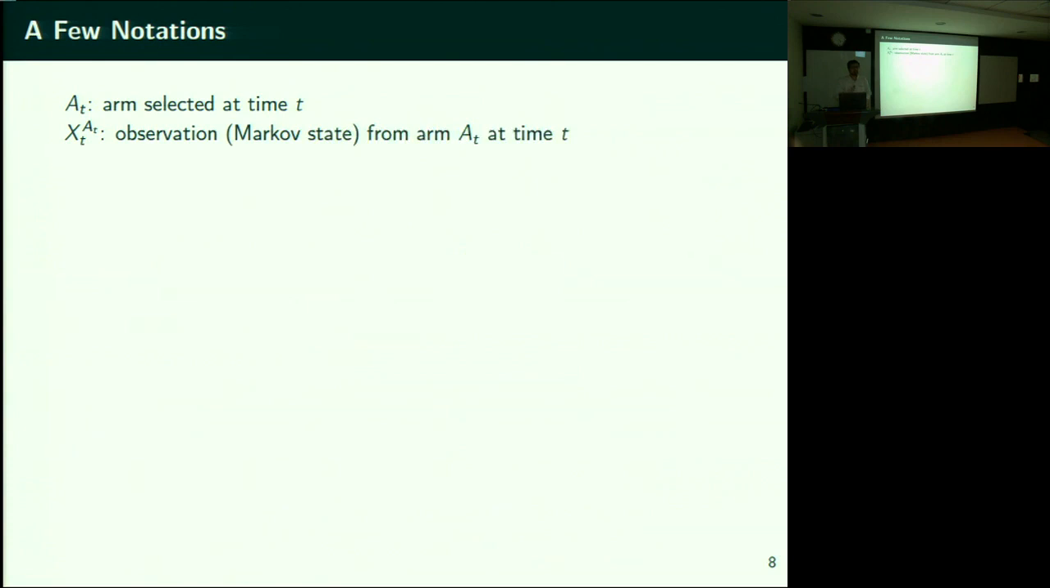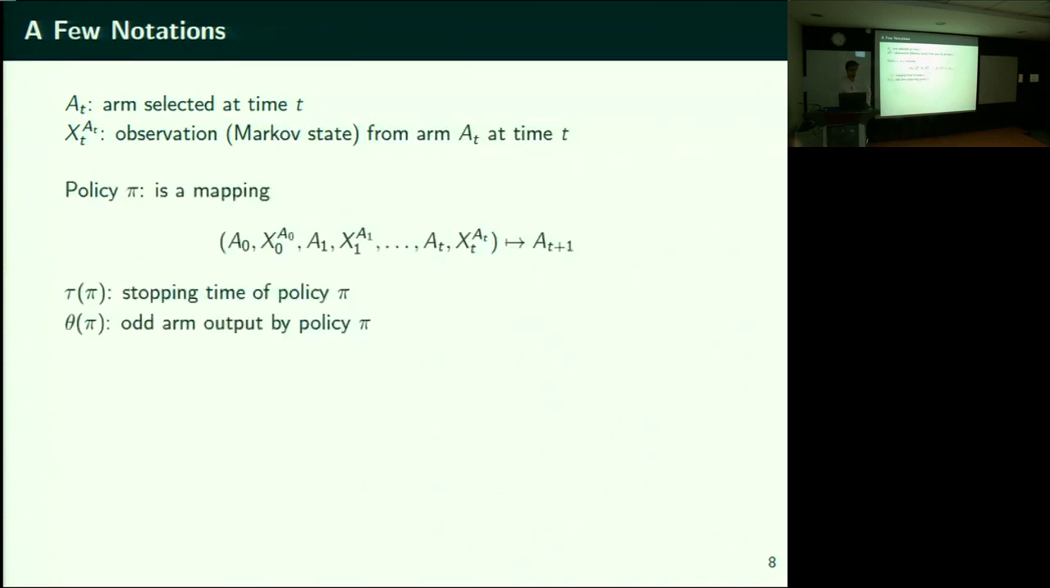So just a couple of quick notations. Denote that you select arm A_t at time t. This is the movie that you're going to observe at time t, A_t. Okay? What is the observation that you got by observing the movie A_t? It is X_t,A_t at time t. Okay? Now, you have looked at all the movies starting from time 0 until time t. What are you going to do next? Either you are going to stop and tell me which is the odd movie based on all the information you have, or you are going to tell me which movie you are going to look at next.